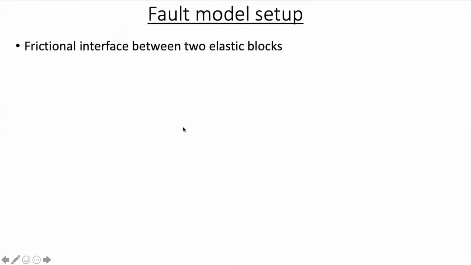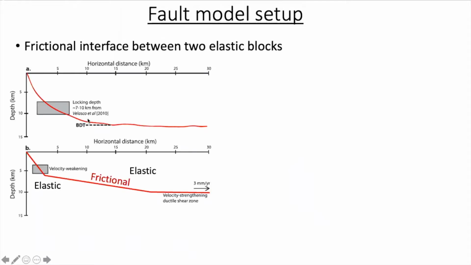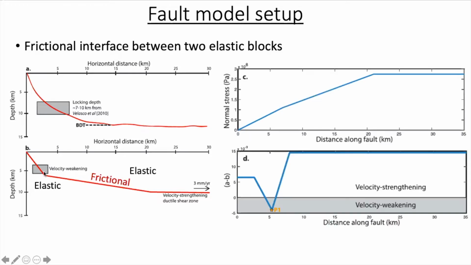So in the models we're going to look at here, we model the fault as a frictional interface between two elastic bodies. And up here we have the fault geometry as approximated from the seismic images, which we map to the piecewise linear modeled fault down here. And we map rate and state properties onto the fault with a small velocity weakening zone down to about 7 kilometers depth. And then we also map effective normal stress with depth based on the lithostatic load of the hanging wall.